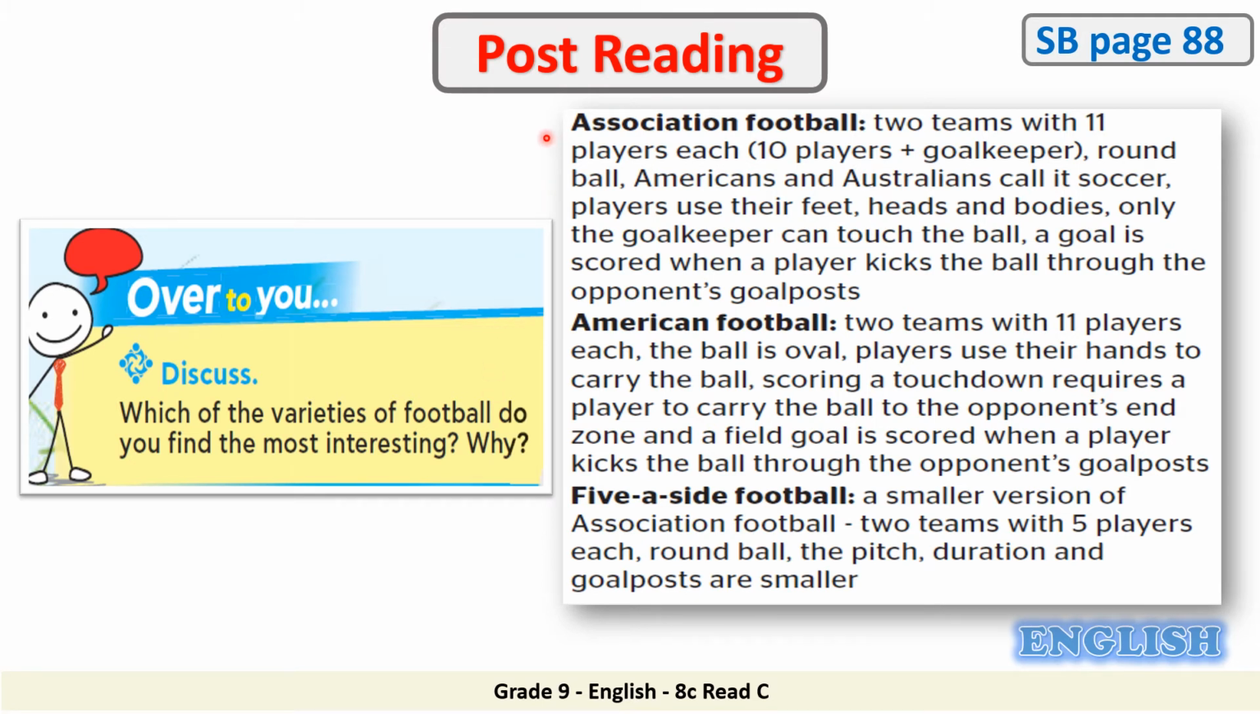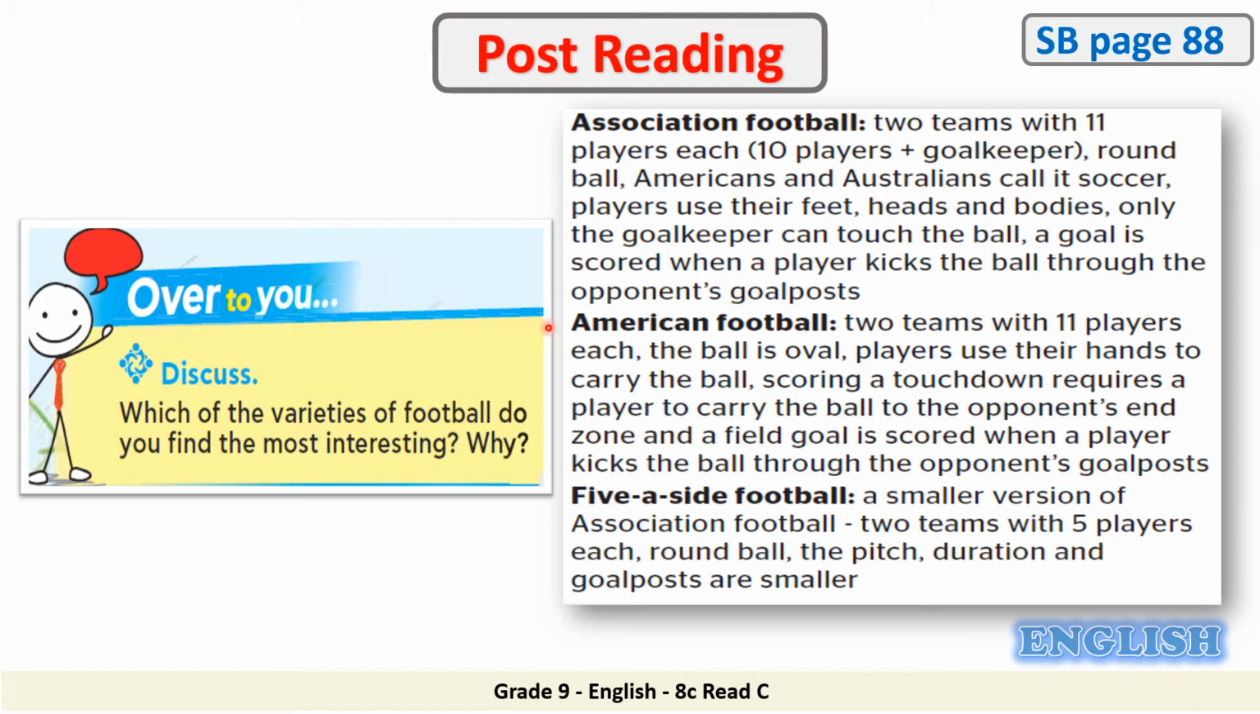Association football. 2 teams with 11 players each, 10 players plus goalkeeper, round ball. Americans and Australians call it soccer. Players use their feet, heads, and bodies. Only the goalkeeper can touch the ball. A goal is scored when a player kicks the ball through the opponent's goalposts.